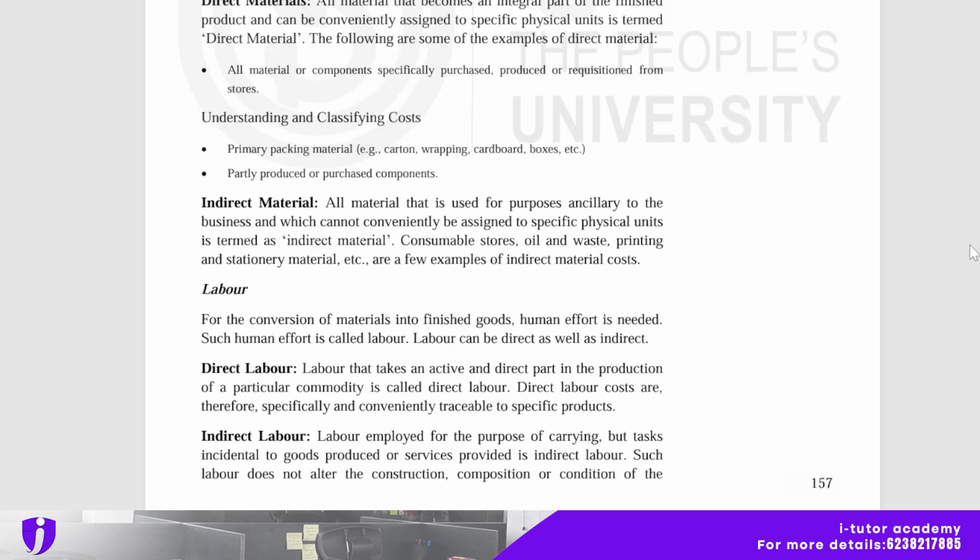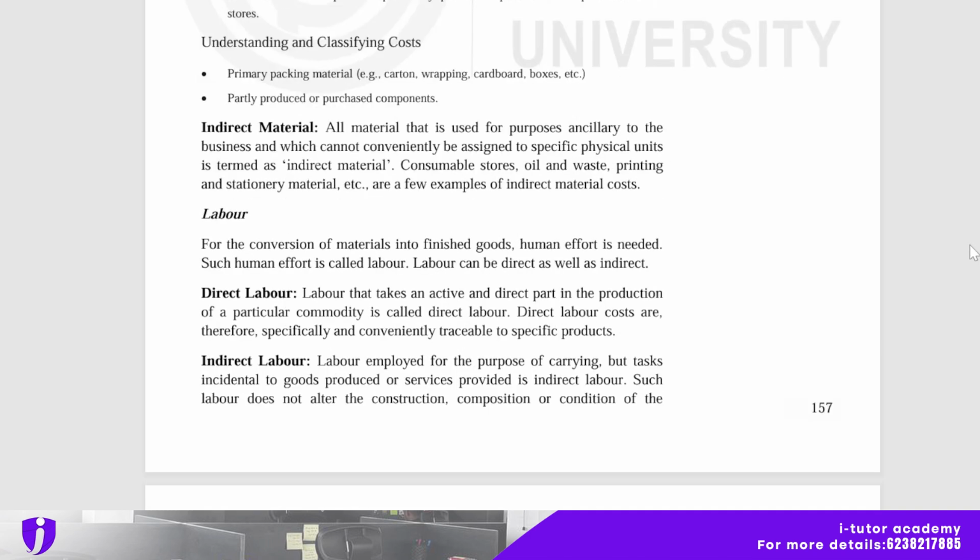All material or components specially purchased, produced or requisitioned from stores. Understanding and classifying cost. Primary packing material, for example carton, wrapping, cardboard, boxes, etc. And partly produced or purchased components.